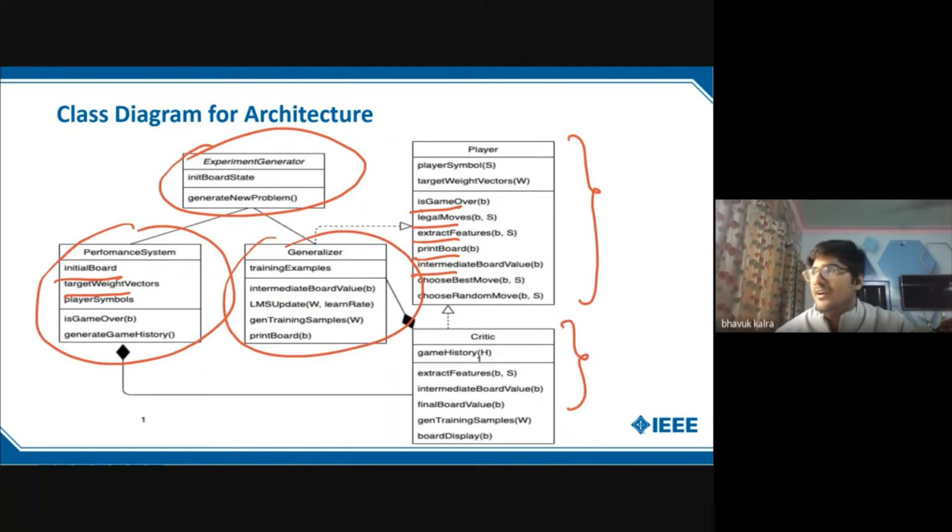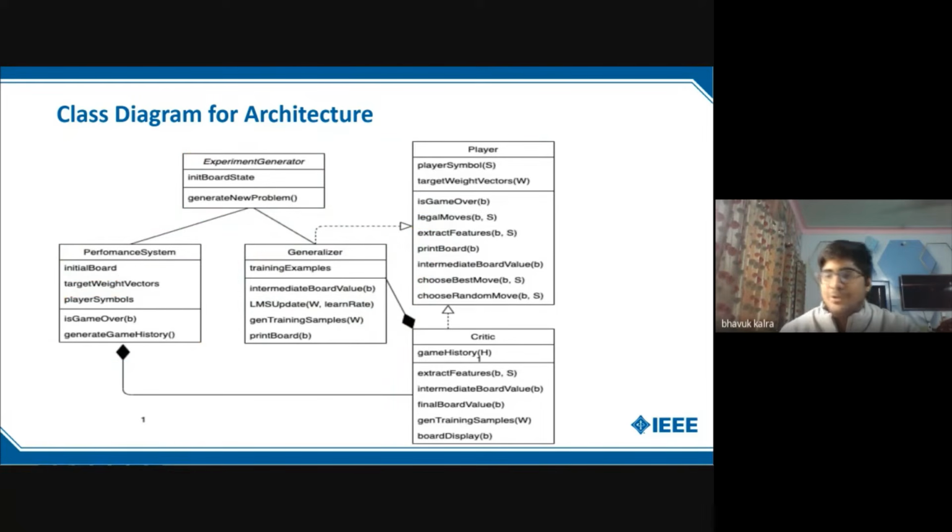Because of the lack of time, we'll not be going deep into it, but we have listed down all the functions that we are currently utilizing here.